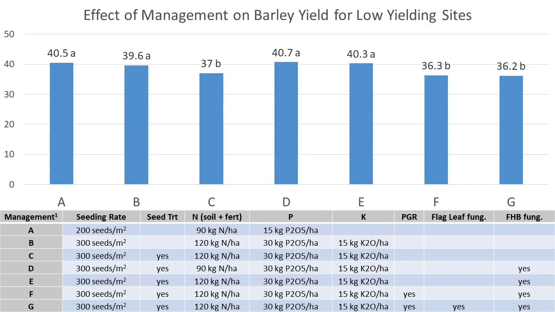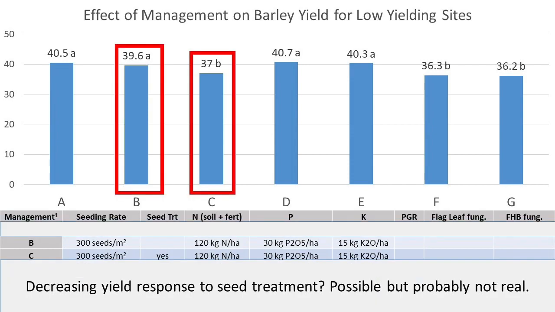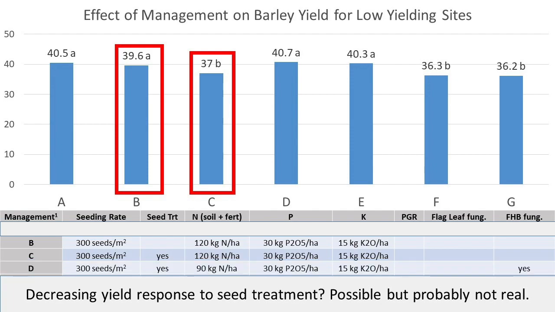Interpreting the results for the low-yielding site years is a little less straightforward than it was for the high-yielding group. The problem lies in that the yield for Management C was unexpectedly low. When Management B and C are compared, it appears like yield is decreasing in response to seed treatment. It's possible, but I really don't think this is a real effect.